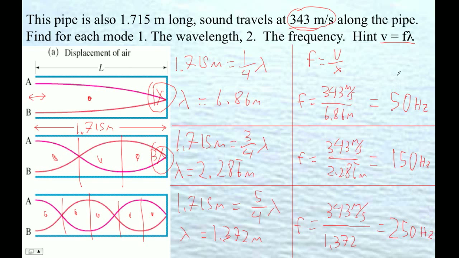Right, so the pattern is 1 times the fundamental, 3 times, 5 times. The next one would be 7, then 9, then 11. It's just all the odd ones, and that's because of the asymmetry here. Okay? Yay!